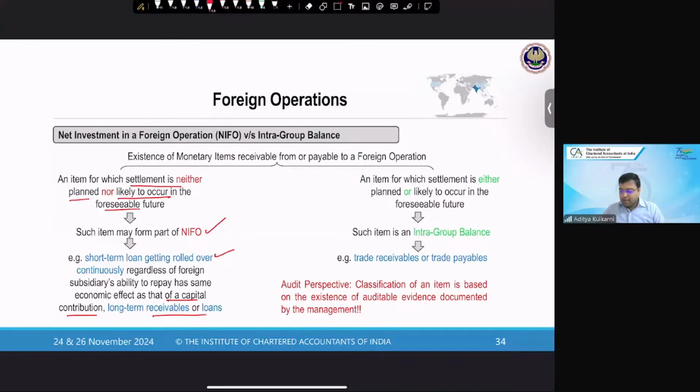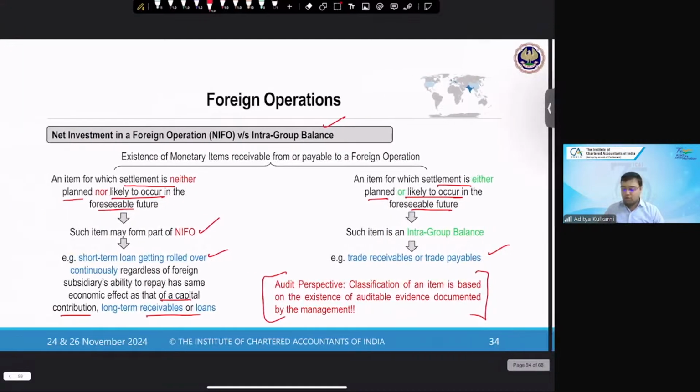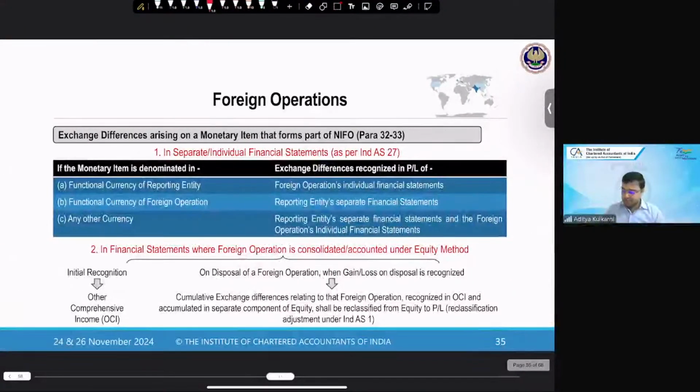The other one is intra-group balances, where settlement is planned or likely to occur. So these differences we will be taking to the P&L. Example, trade receivables or payables. Problem is audit. This is at management discretion. So you need to evaluate and look at all the factors before coming to a conclusion on whether it is a NIFO. Okay. All right. So that's it.